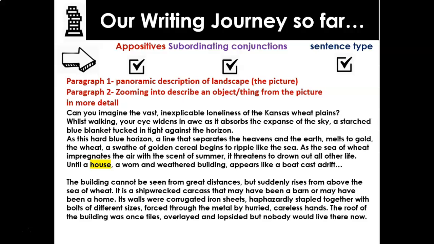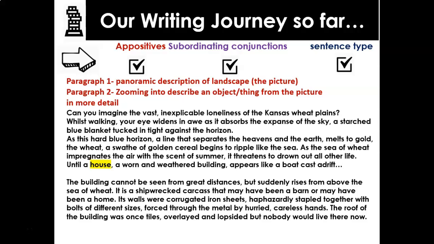In other words, we've taken one of the 4 pictures. We're now committed to using that picture to inspire our writing. And we've done a panoramic description of the landscape. Then in yesterday's lesson, we zoomed in to describe an object or thing from the picture in more detail. Okay, so in our writing journey, you should be able to look and see 2 paragraphs written in your own notes. Hopefully by now you've given them to your teacher for a little glance over.